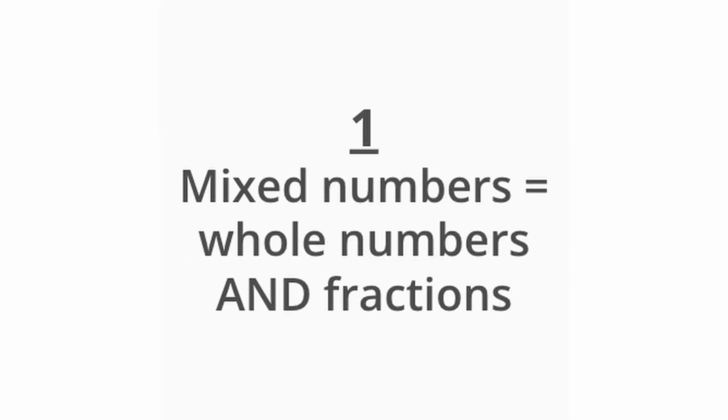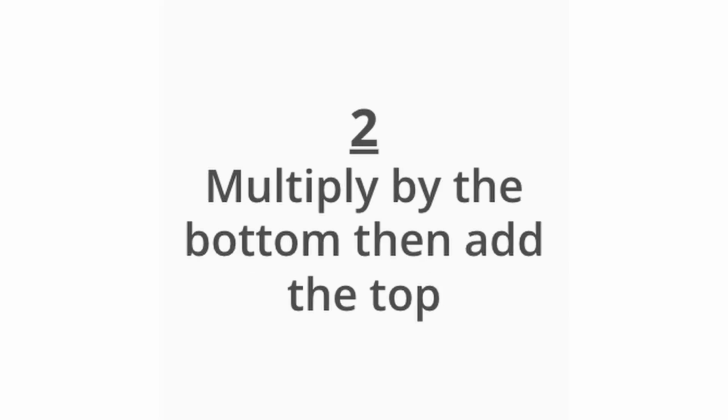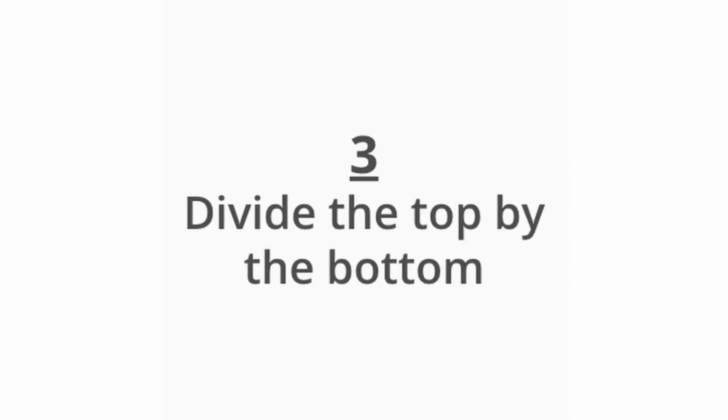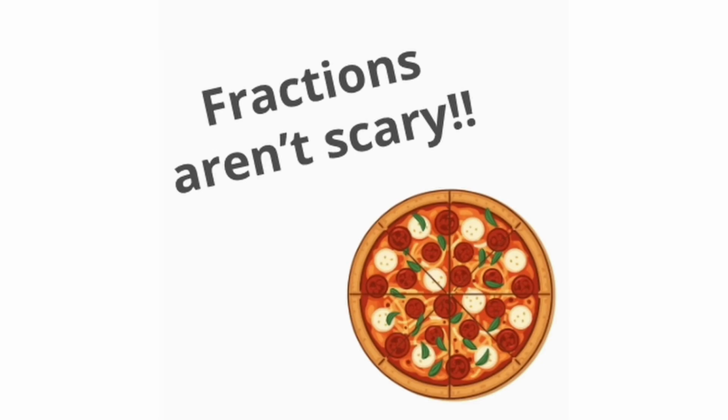Alright, let's recap. Number 1, mixed numbers are whole numbers and fractions. Number 2, to turn a mixed number into an improper fraction, you multiply the whole by the bottom and add the top. And lastly, number 3, to go back, you divide the top by the bottom. And remember, fractions aren't scary, they're just pizza you haven't eaten yet.